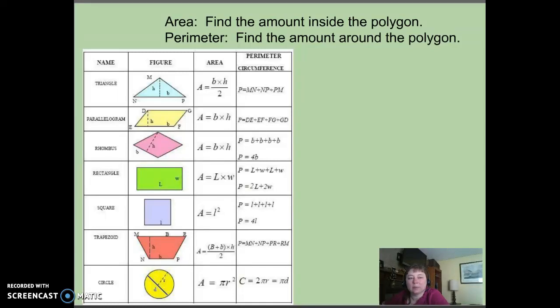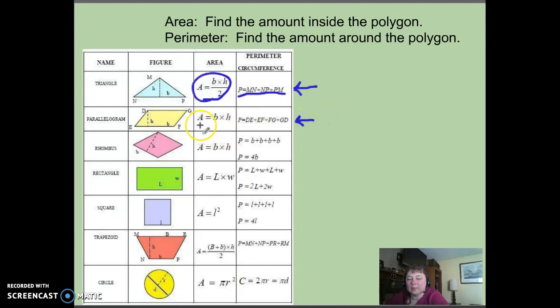Alright, in this video we're going to talk about the area and perimeter of polygons when we see them in a coordinate plane. Remember area, that is finding the amount that's inside the polygon, and perimeter, finding the amount around or on the outside of the polygon. Some formulas for you to remember. The important ones here: area of a triangle, 1/2 base times height, or base times height divided by 2 is the area. Perimeter, adding up those sides.